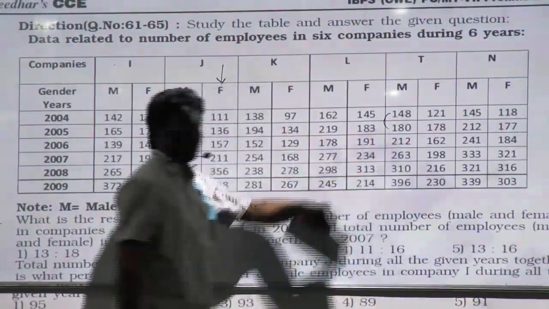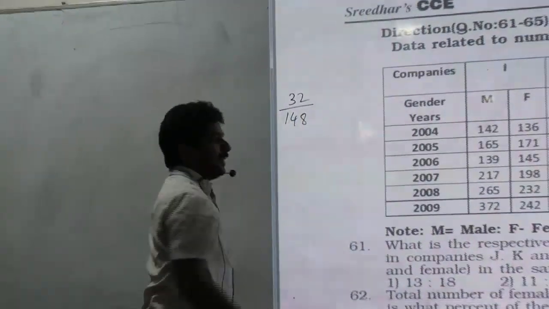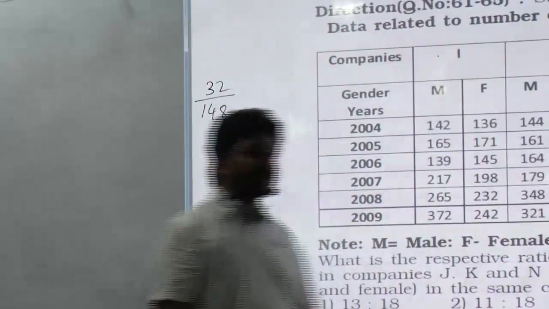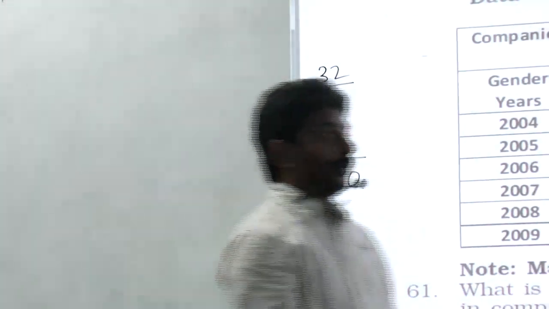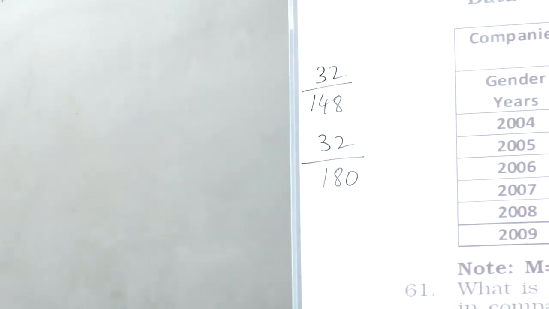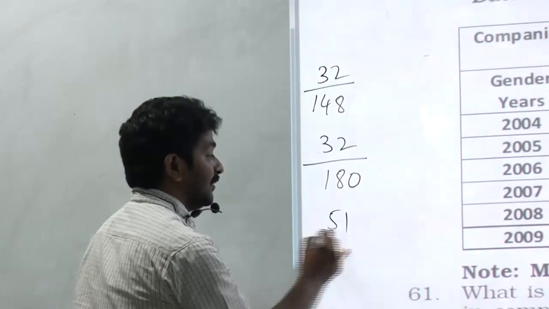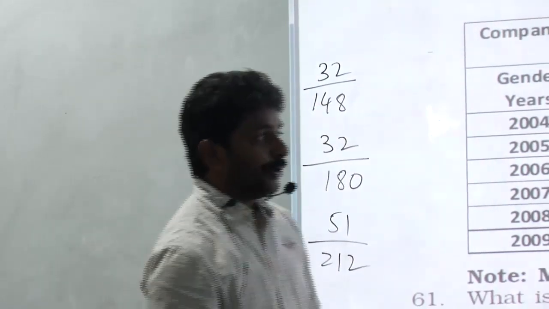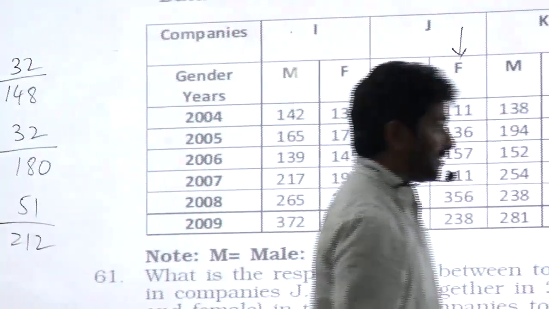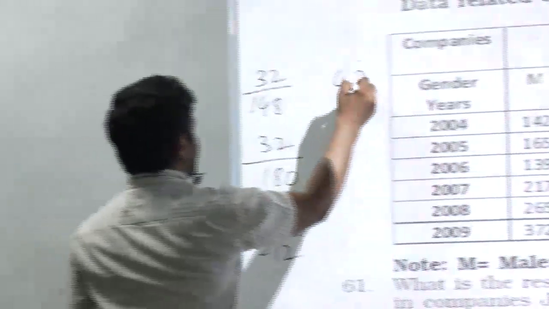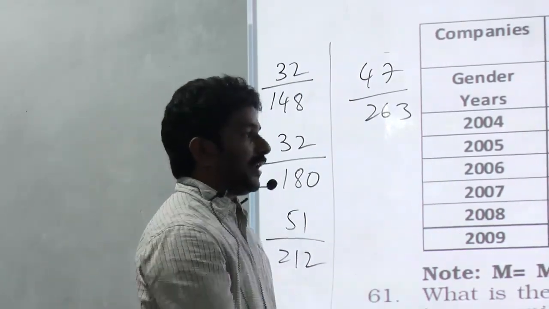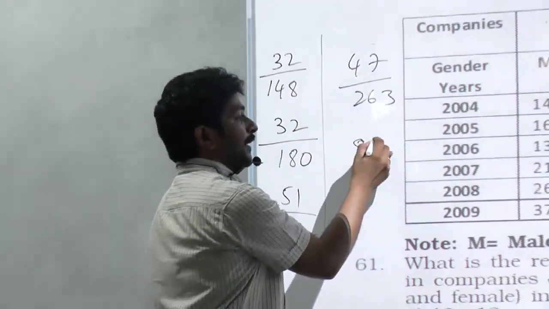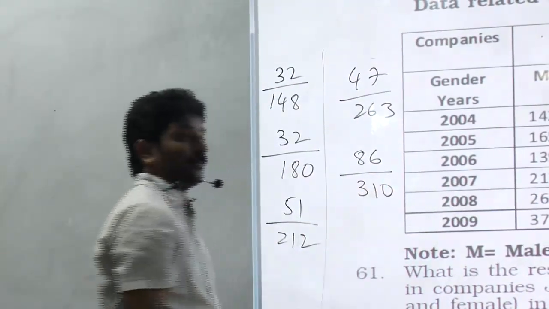148 becomes 180. How much increase? 32. From where? 148. Next, 180 becomes 212. Increased by 32. 32 from where? 180. Next, 212 becomes 263. Increased by 51. 51 from where? 212. Next, 263 becomes 310. How much increase? 47. 47 increase from where? 263. And then 310 becomes 396. Increased by 86 out of 310.